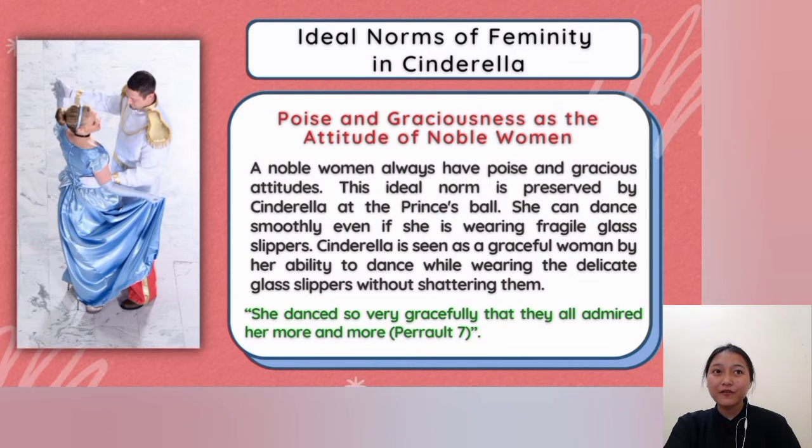Ideal norms of femininity in Cinderella also include poise and graciousness as the attitude of noble women. A noble woman always has poise and gracious attitudes. This ideal norm is preserved by Cinderella at the prince's ball. She can dance smoothly even while wearing fragile slippers. Cinderella is seen as a graceful woman by her ability to dance while wearing the delicate glass slippers without shattering them. She dances so very gracefully that they all admire her more and more.